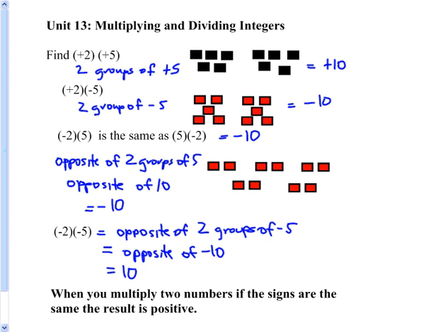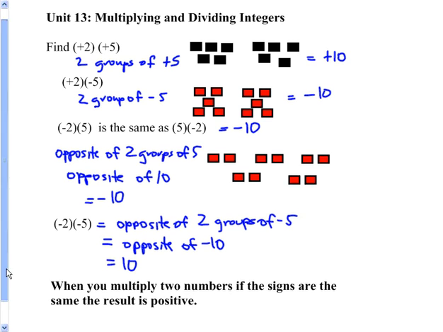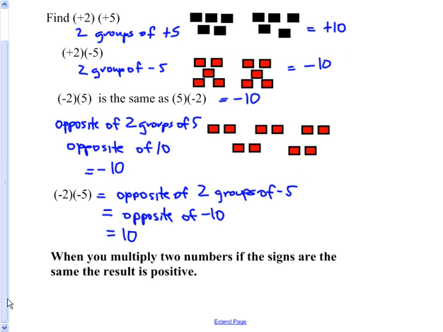Now that's kind of hard to remember, so I summarize it this way. I say when you multiply two numbers together, if the signs are the same, the result's positive. Which means, of course, if the signs aren't the same, the result will be negative.